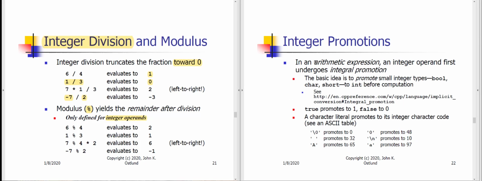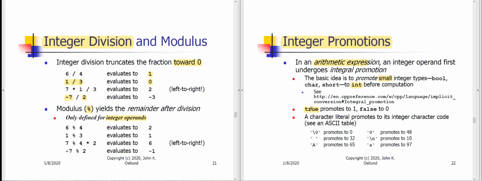Now, anytime you use any of the arithmetic operators, there are several steps that always occur in the evaluation of that arithmetic expression. First is what is called the integral promotion. Basically, the idea is to take the small integer data types, bool, char, and short, and automatically promote those to int before the resulting computation is performed. You can see the full gory details of this integral promotion rule in the section on cppreference.com.